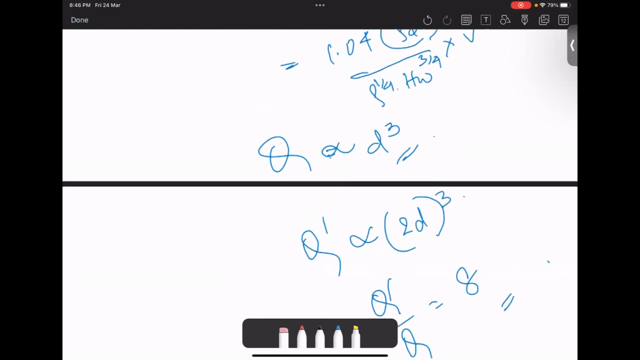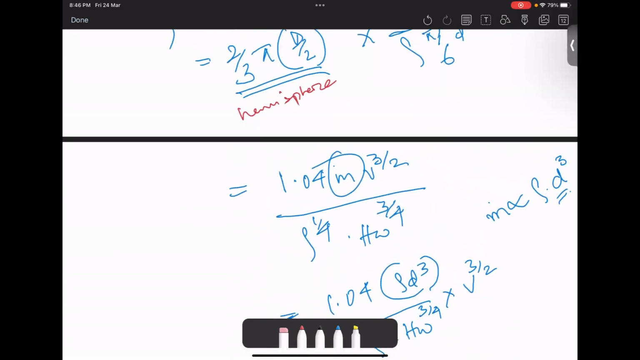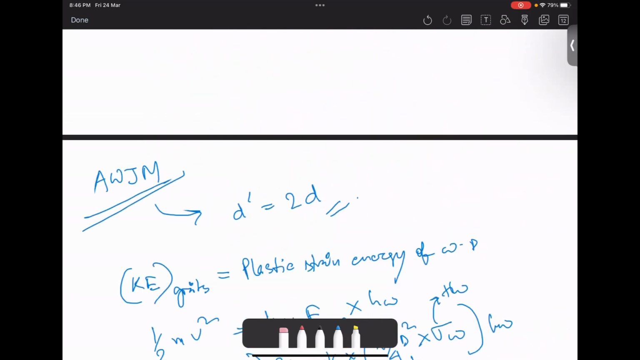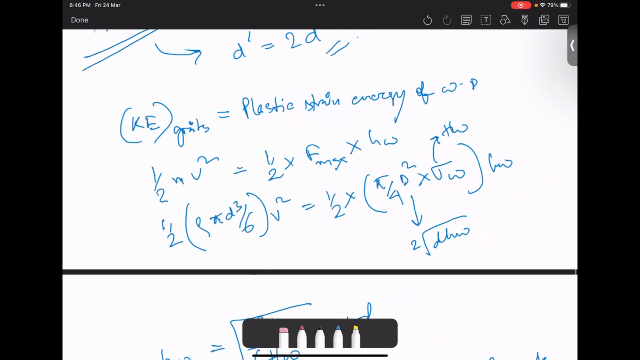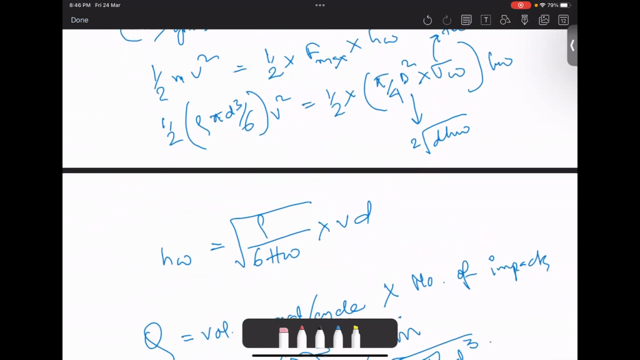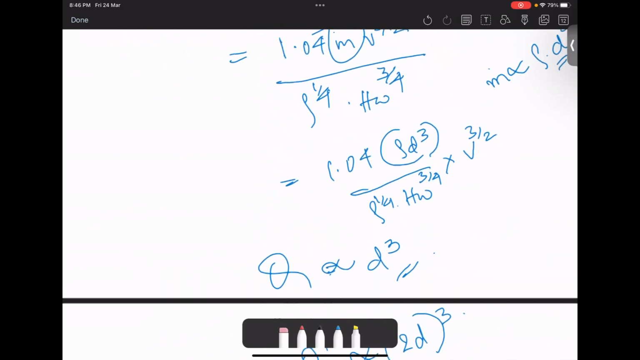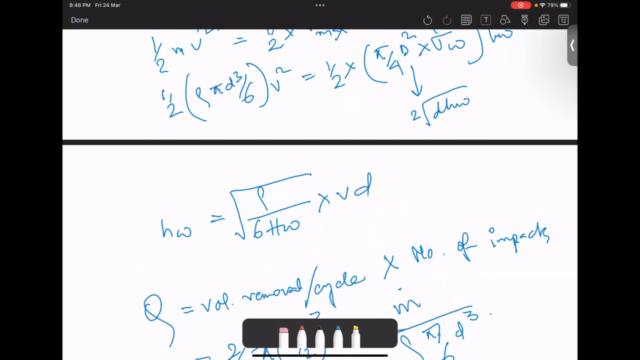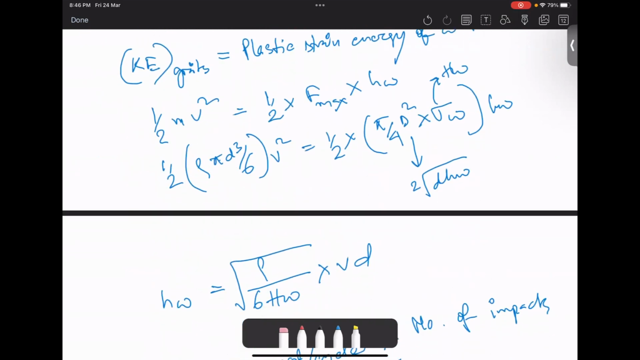So yeah, this was a simple derivation of the abrasive jet machining process. If that is clear to you, then we'll be concluding today's session here. Or if you have any doubts, you can shoot them on any of the two topics.